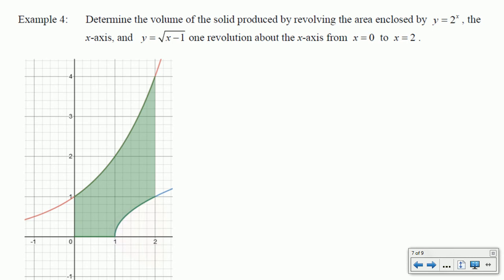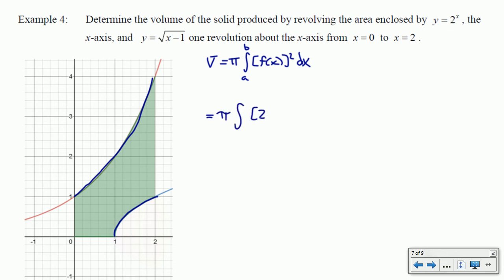So again, we can start with our formula, v equals pi integral of f of x squared dx from a to b. We can start by determining the volume produced by rotating this curve around the x-axis, and subtract off the volume produced by rotating this curve around the x-axis. So the volume of the shaded bit rotated around the x-axis would be given by the following expression. We would have pi integral of 2 to the x squared dx from 0 to 2 minus pi integral of x minus 1 to the 1/2 squared dx from 1 to 2.